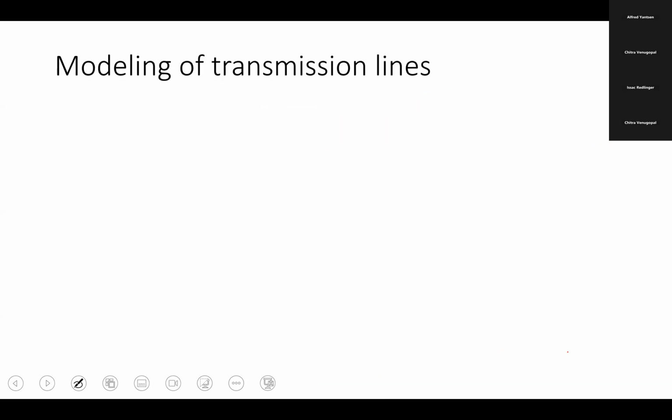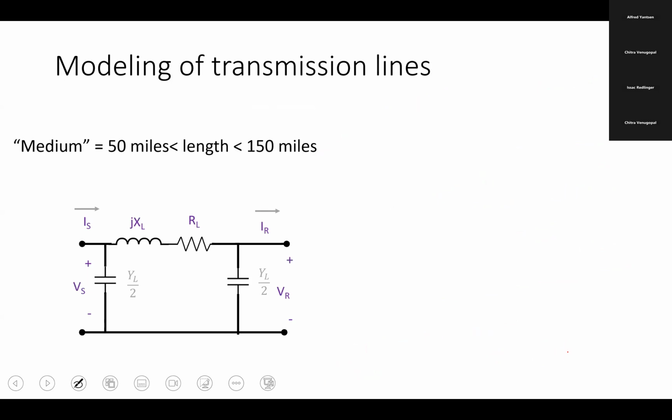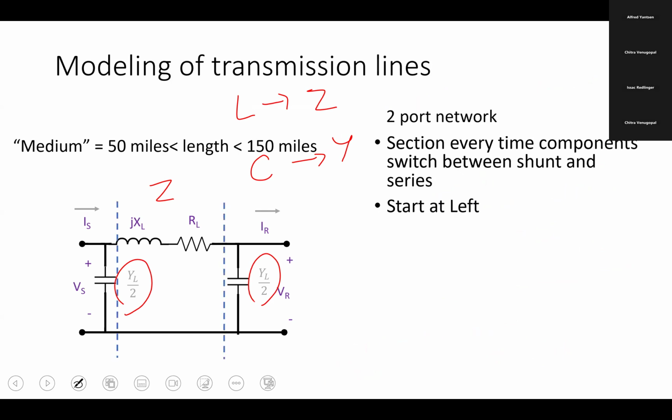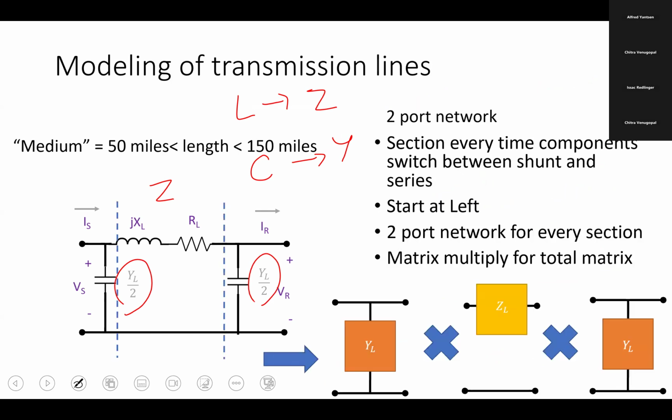Right. So let's look at the network. You are seeing here, this is Z, here it is C. When you talk about L, you talk about Z. When you talk about C, you talk about Y. So it is Y by 2, Y by 2. Then apply the two-port network philosophy. You can split it into 3 different sections. One section with this one, second section with this one, and third section with this one.